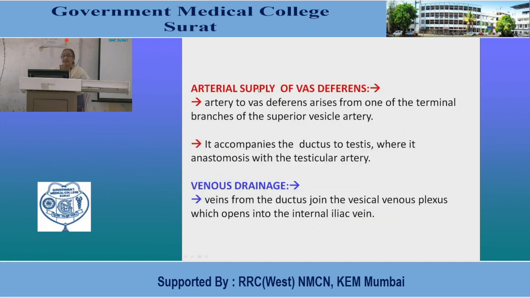Now the arterial supply is from one of the terminal branches of the superior vesical artery, which accompanies the duct to the testes and anastomoses with the testicular artery. The testicular artery is derived from the abdominal aorta. Now what about the venous drainage of the vas deferens? Veins from the ductus join the vesical venous plexus, which ultimately drains into the internal iliac vein.